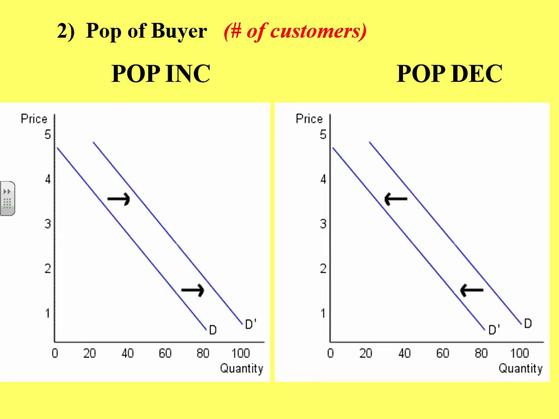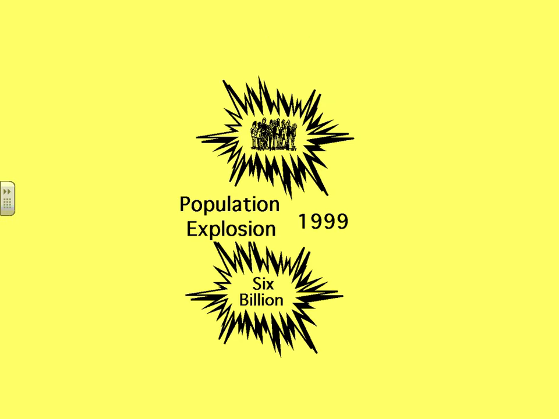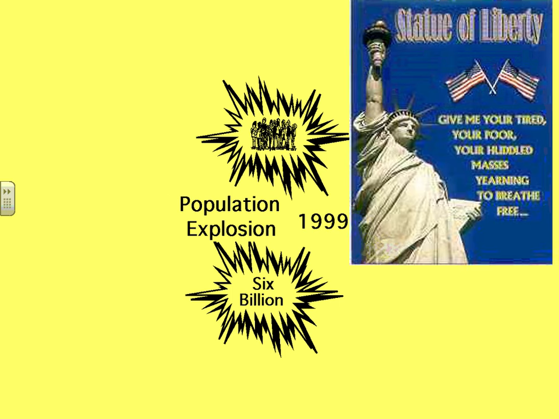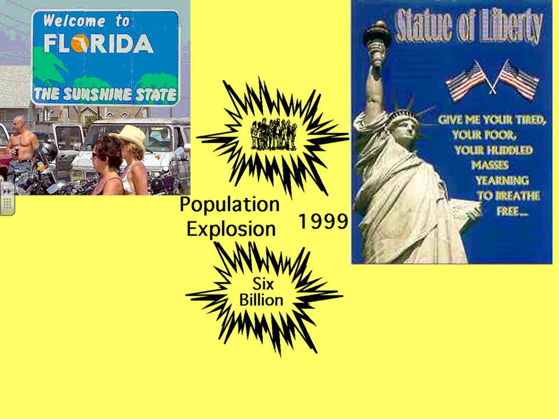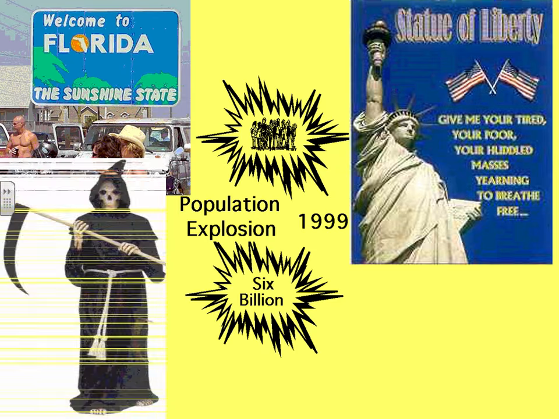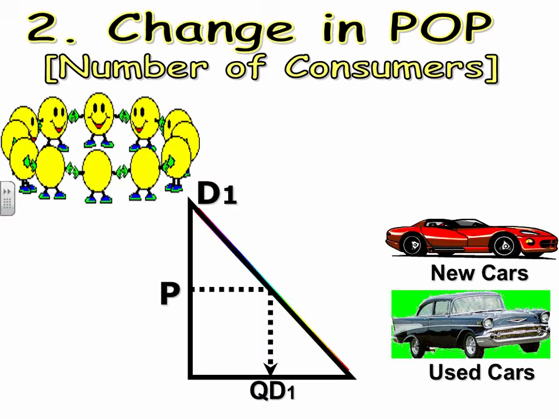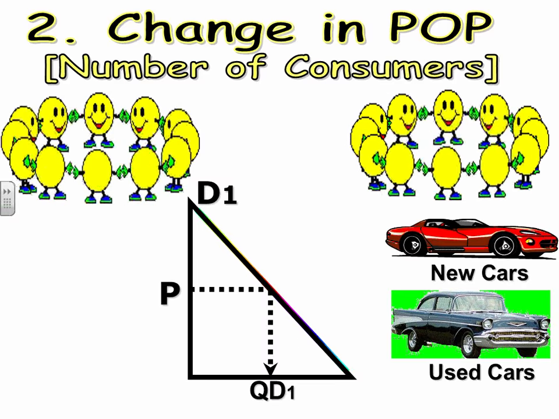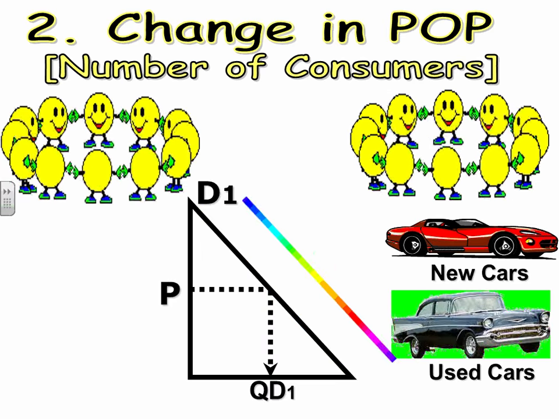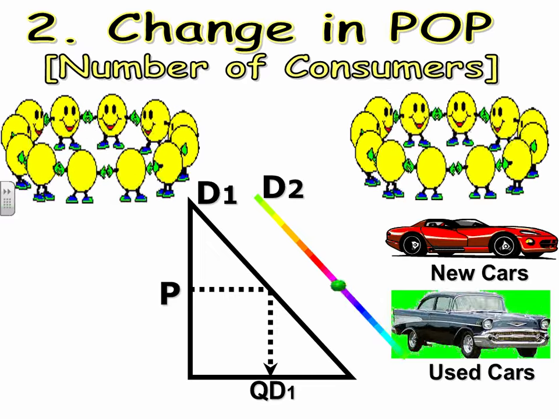Okay, the second one is population of buyer. It's a very simple rule. If population increases, it's a positive shift. If population decreases, it's a negative shift. Pretty straightforward. Population explosions are positive. Immigration is very positive to the economy. Tourism is very positive to the economy. Of course, death would be bad for most products. So population is good for almost every product. Population goes up, people buy more consumer goods.